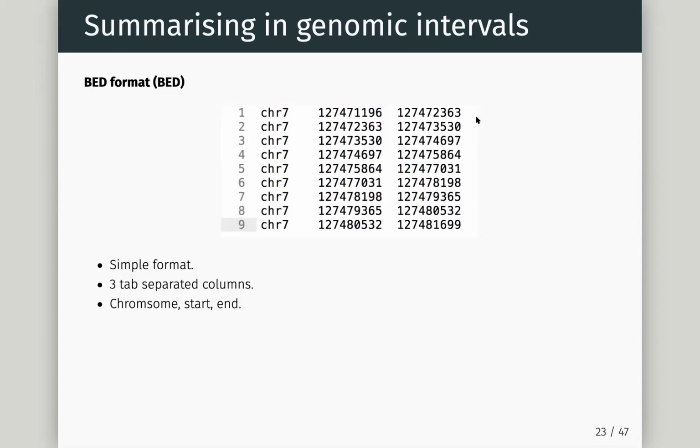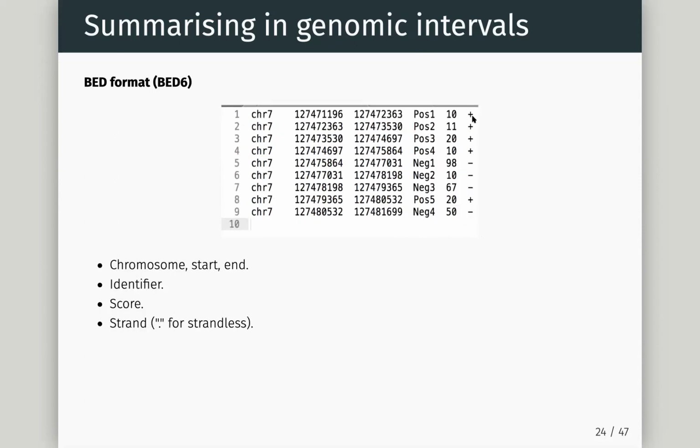So at this point, this was strandless. We didn't know if it was on the positive or negative Watson or Crick strand. Now we can have positive or negative here. If we wanted strandless, so we don't believe it has a strand, we could just do a dot. Sometimes a star is also accepted.